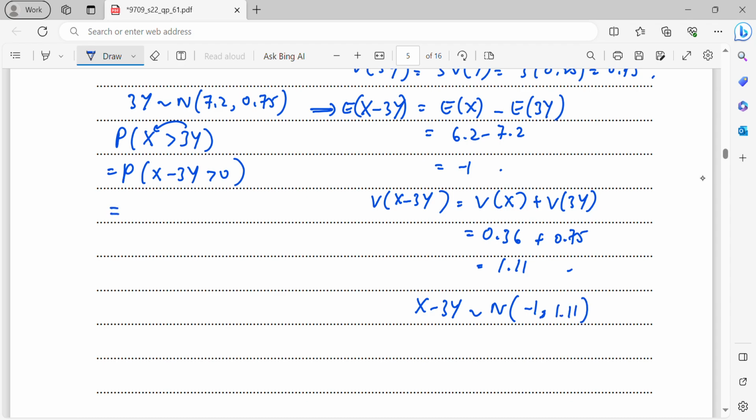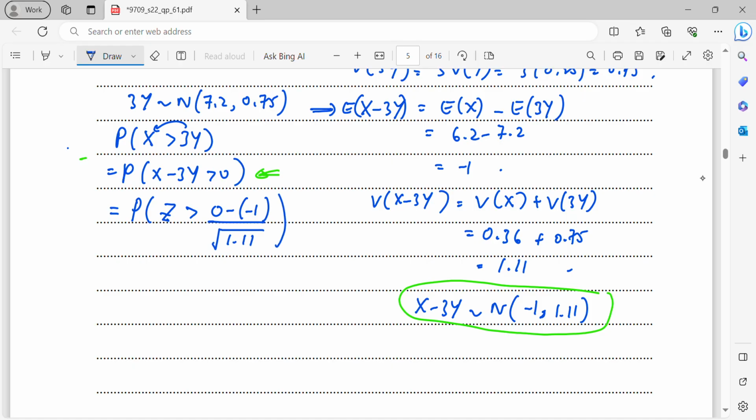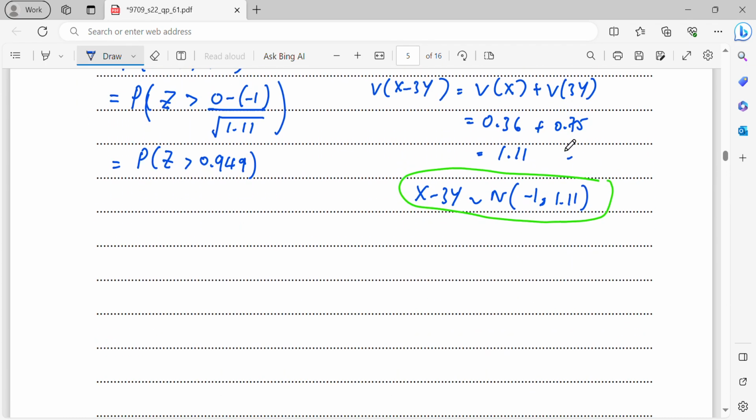So now, once I have found this distribution, and we need to get this probability, I can just standardize it, change to Z more than 0 minus 1, which is our mean, over square root of 1.11, because 1.11 is the variance. Then you will get P(Z more than 0.949). Now, when Z is more than 0.949, we have to refer to the graph.